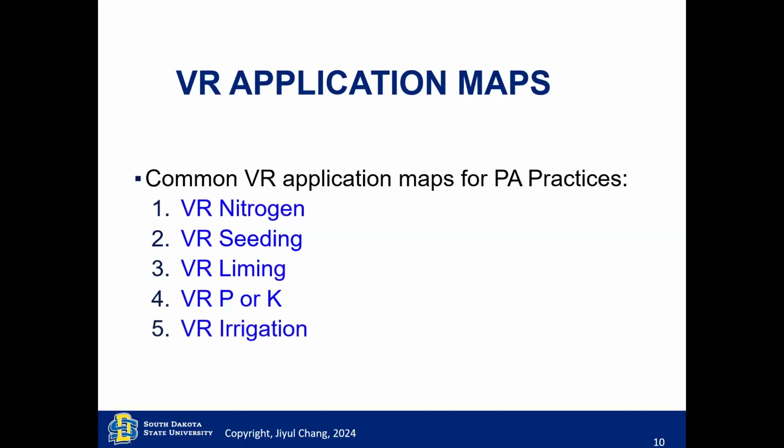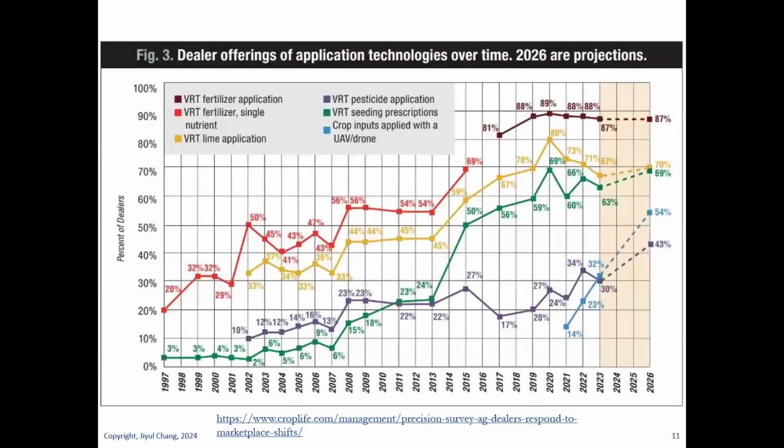We are nitrogen map, we are seedings, we are liming, we are phosphorus or potassium, and we are irrigation. So I'd like to show you the survey result again. This one is also conducted by Purdue University. They also asked the dealerships what kind of variable rate application techniques they used.